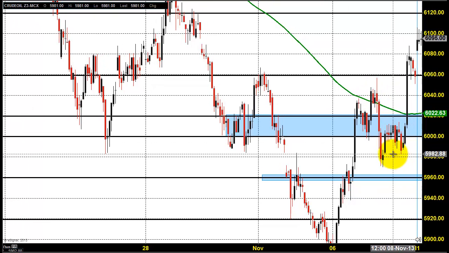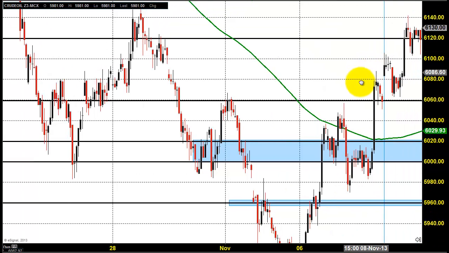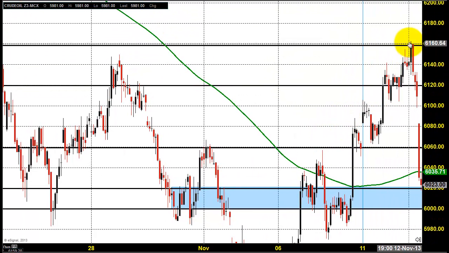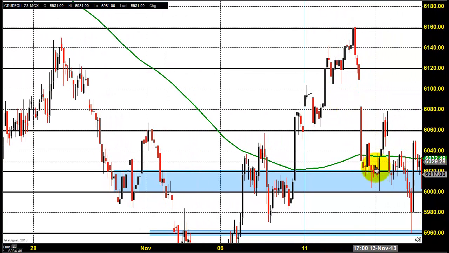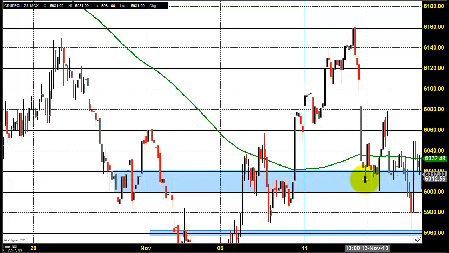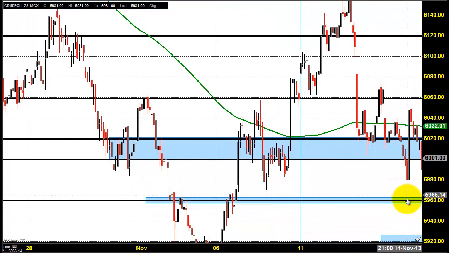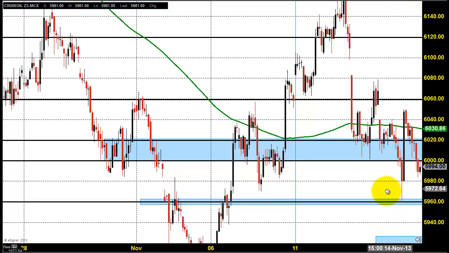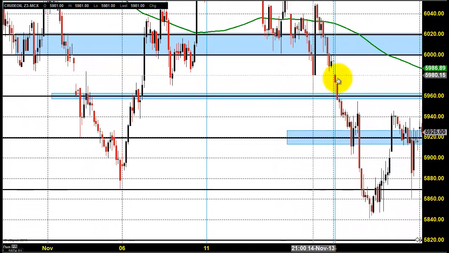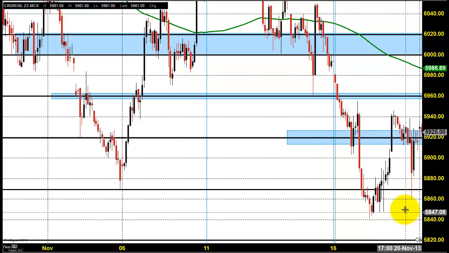So there was a lot of consolidation, and the price gained some momentum, broke 6060, and again went to 6160 and came down. There was always a test towards the 6000 zone, it pulled back to 6060, again came down, and there was a test towards 5960, a lot of struggle that pushed the price down to the 5800 zone.